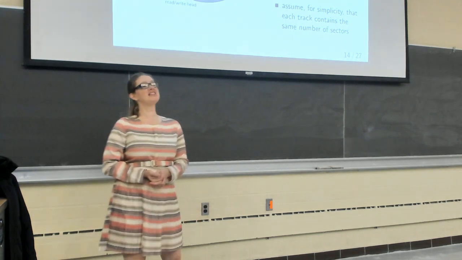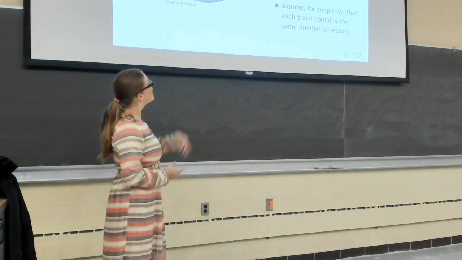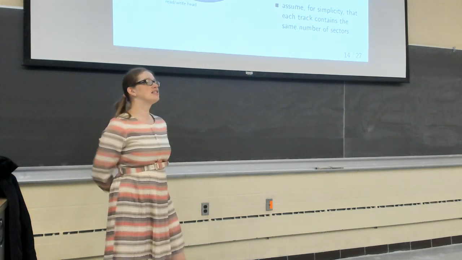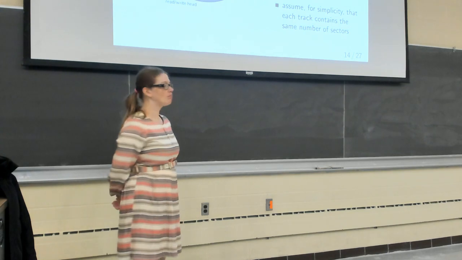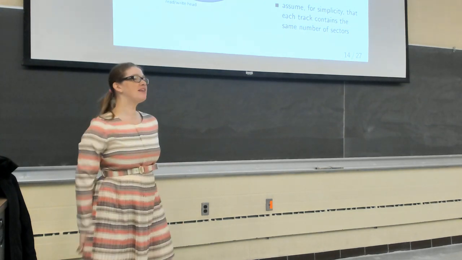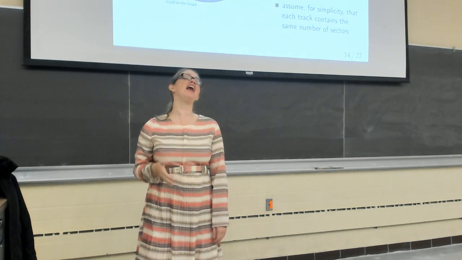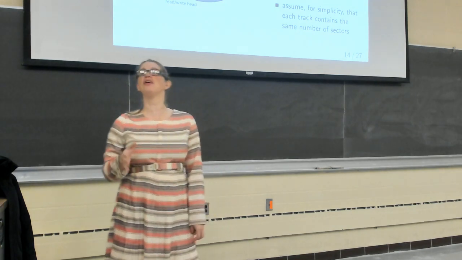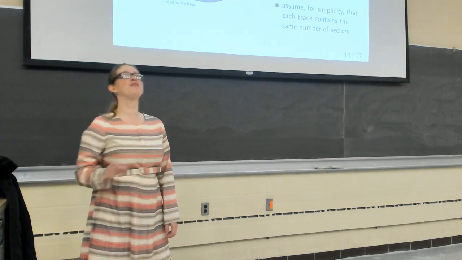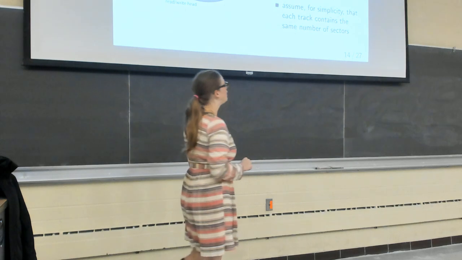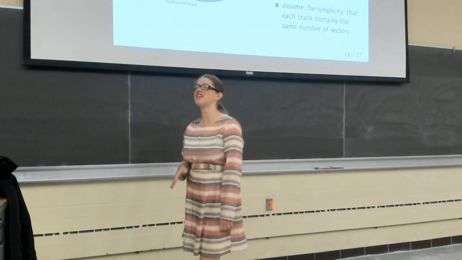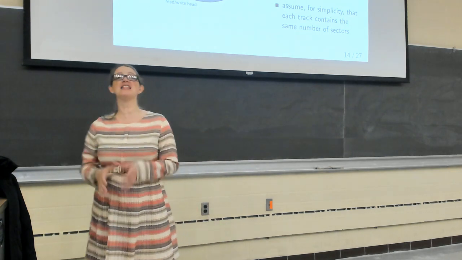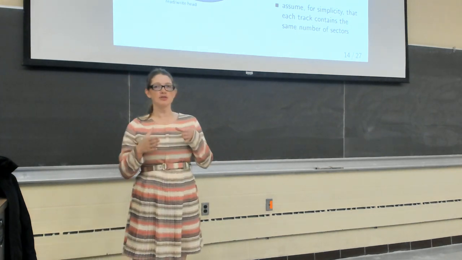We organize the data on the disk as follows. We have rings, which are called tracks. And if you take the same track for each platter, we call that a cylinder. That's some terminology you may see if you look at some of our older notes. And then each track is divided into a number of sectors. You can think of it as a slice of pizza is the sector.